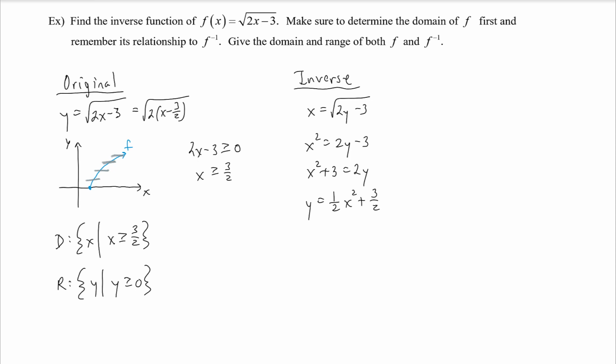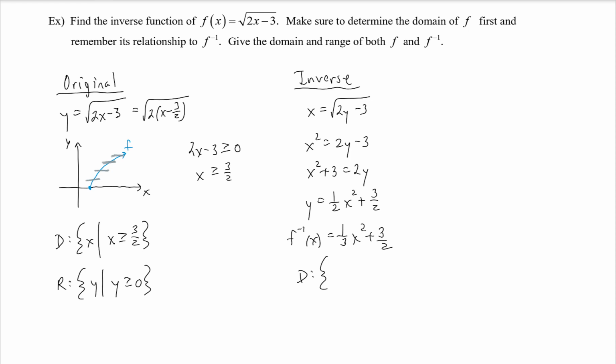The original was called f, so I'm just going to call this the inverse, because that is what it is. It's the inverse. And the inverse is a parabola. However, here's where things get a little sneaky. Most parabolas, most quadratic functions have a domain of all real numbers, but not this one, because this one's special. It's the inverse of a radical function.